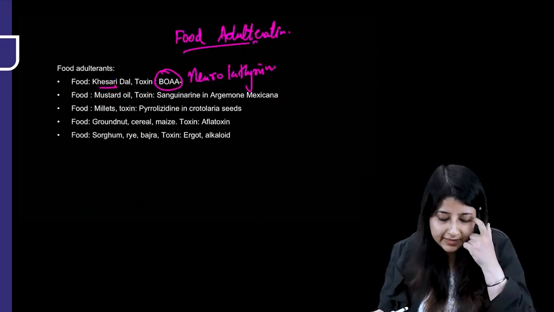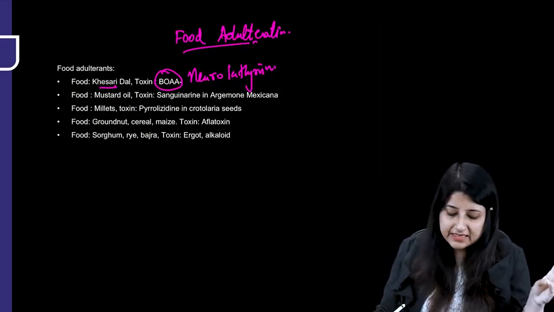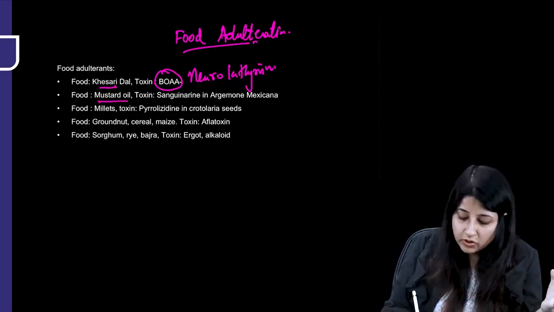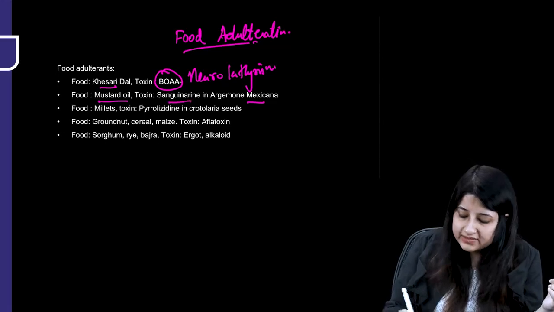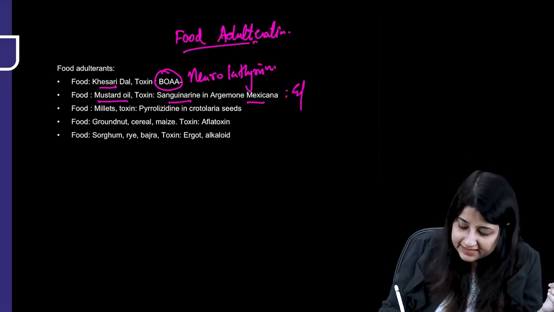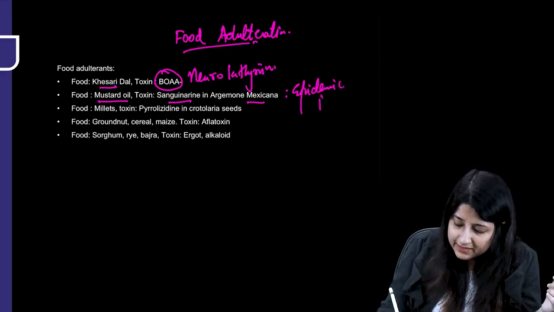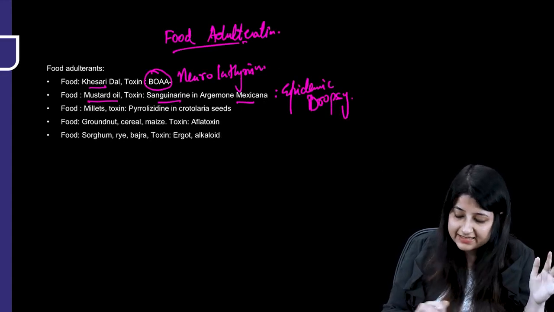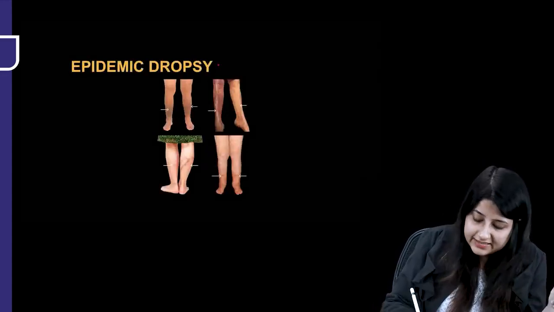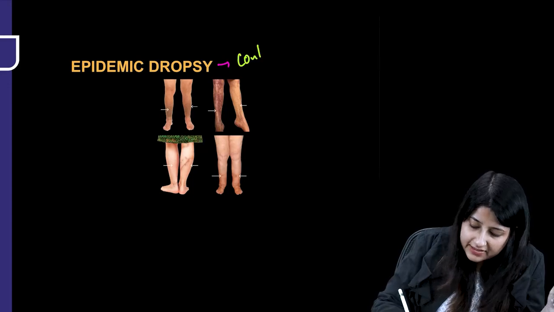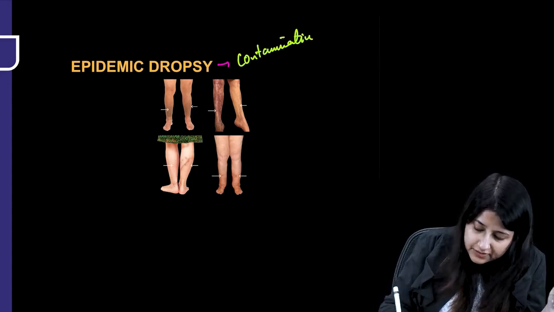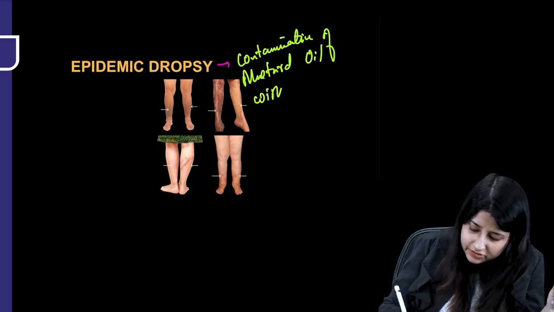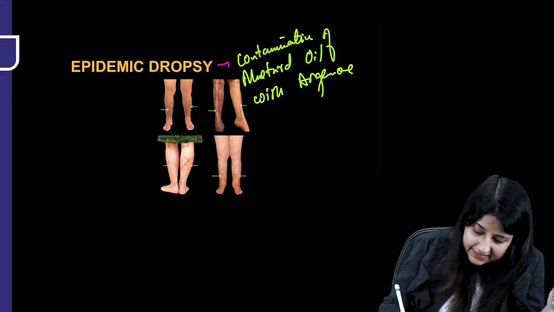So the first one over here, khesari dal has toxin BOA, beta oxalyl aminoalanine. Next one is contamination of mustard oil with Argemone mexicana oil. What is the toxin in that? Sanguinarine. This leads to what? Epidemic dropsy. Please remember, food adulteration comes in the exam. Let's see this over here. See, epidemic dropsy. Can you see this? So what happens over here? We are contaminating which oil? People are contaminating mustard oil with Argemone mexicana oil.